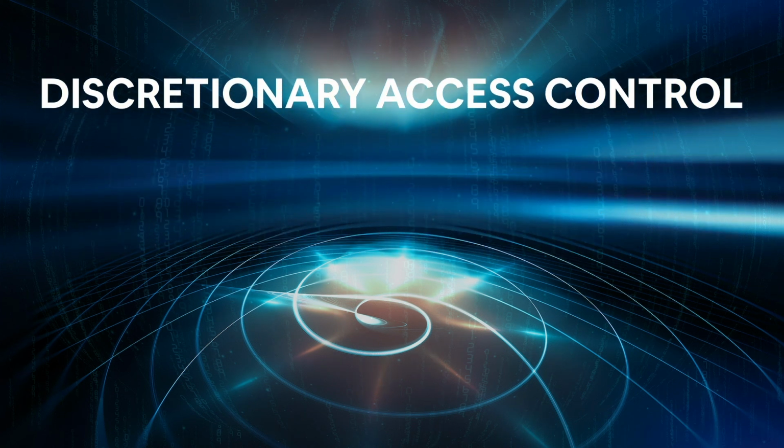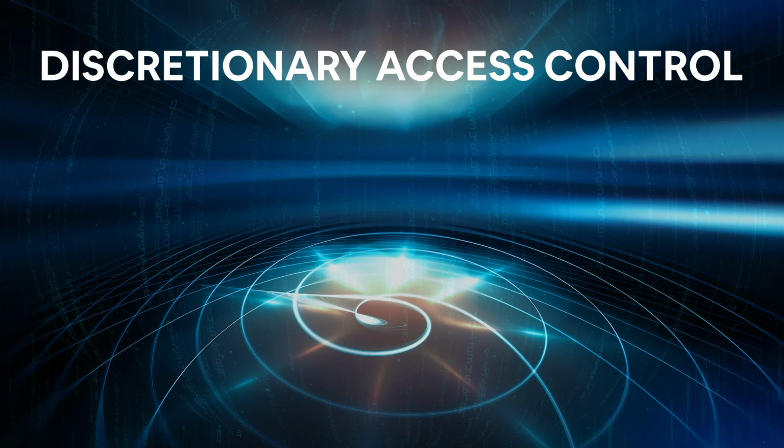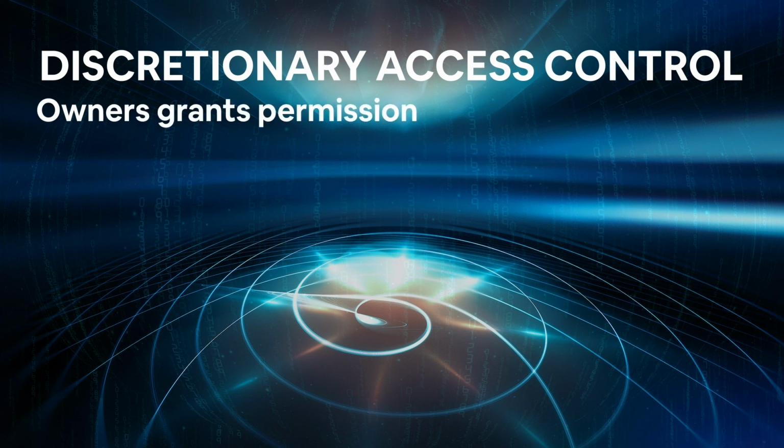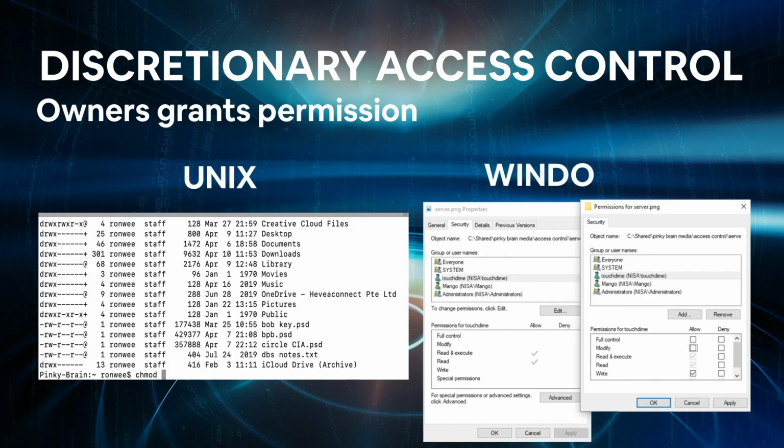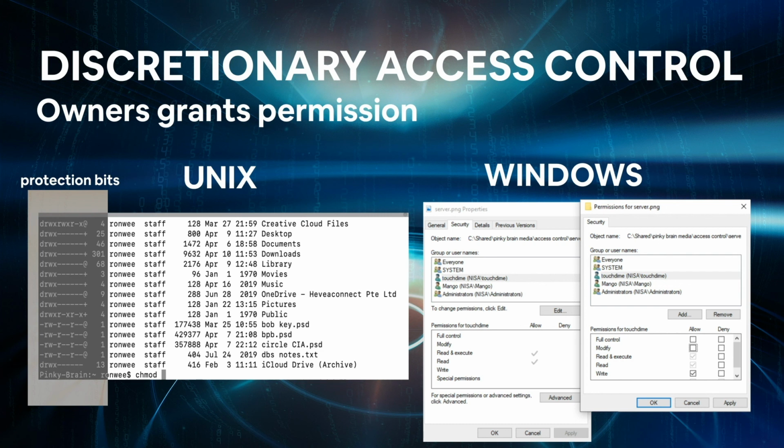Next, we talk about discretionary access control. Discretionary access control, DAC, is simply where the owner grants the access permission to other entities. This is commonly seen in most operating systems. Both Unix and Windows use this model. In the Unix world, it is implemented via protection bits, that is, read, write, execute set for each object. In Windows, it's the access control list that you see when you right-click.